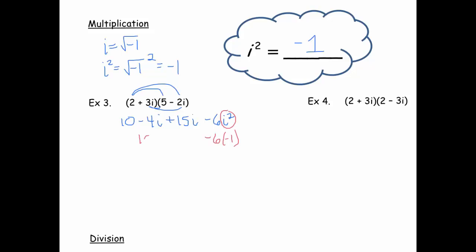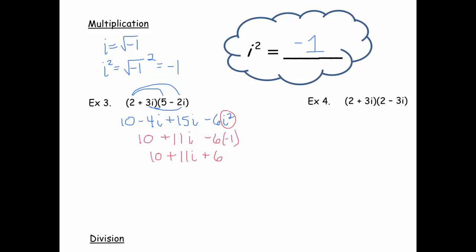But we still have our 10. Oh, and we have some like terms here, right? -4i and 15i. They combine to a positive 11i. Okay, now let's do some more simplifying. So we have a -6 times -1. That becomes a positive 6. And we still have the 10 plus 11i up here.